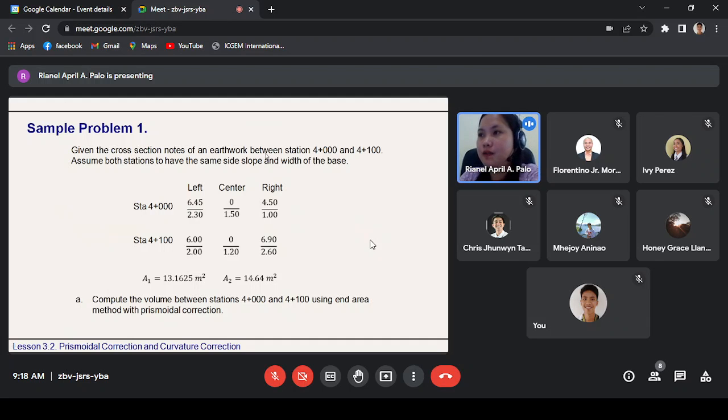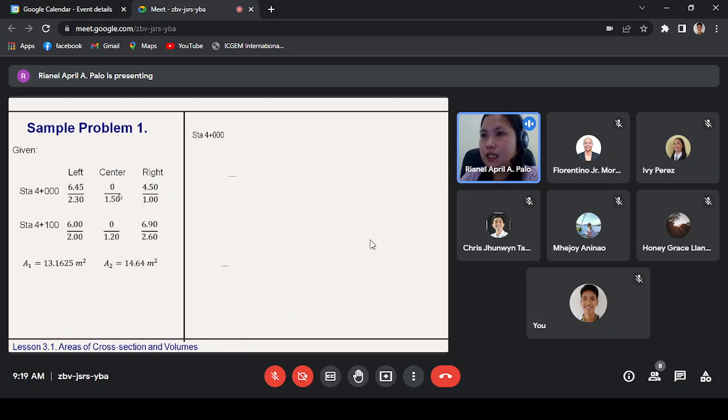Sample problem number 1. Given the cross-section notes of an earthwork between station 4 plus 00 and station 4 plus 100, assume both sides have the same side slope and width of the base. The numerator is the x, then the denominator is the y. We have the center for station 4 plus 00, then the left, then the right. We are also given the cross-sectional area for station 1 and station 2. The problem is to compute the volume between station 4 plus 000 and 4 plus 100 using the end area method with prismoidal correction.